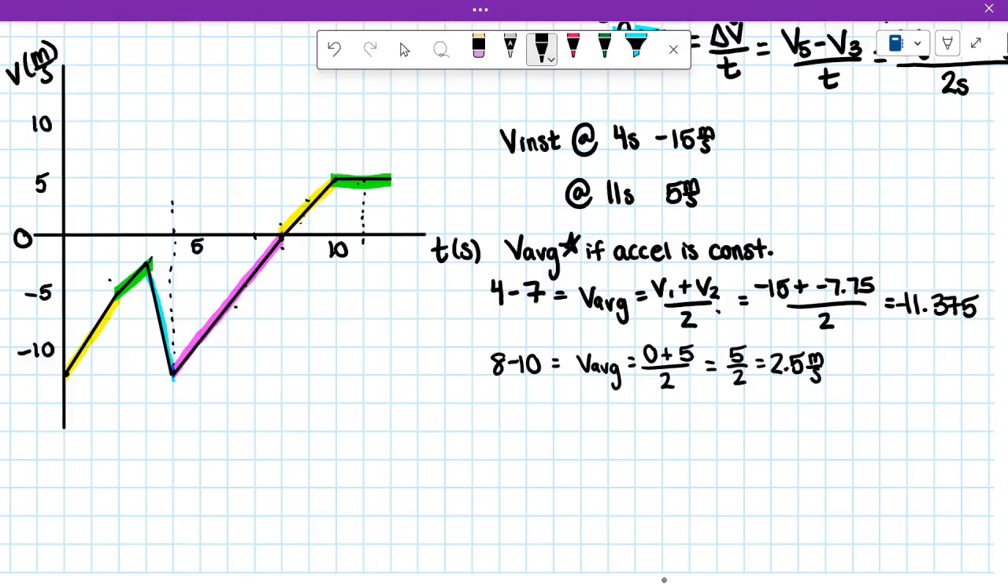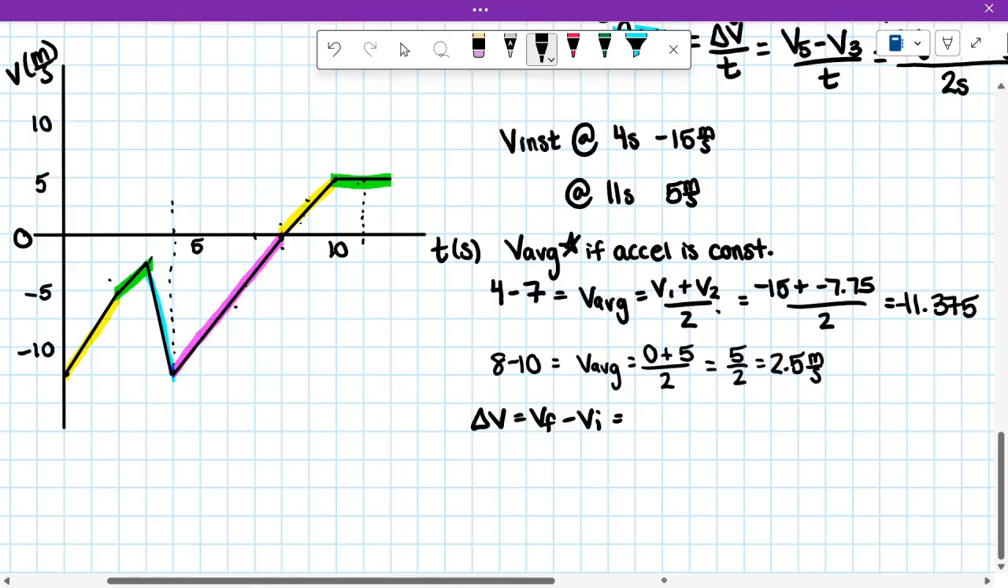All right, another thing I might need to find is a change in velocity, right? Which is v final minus v initial, right? So that's from any time frame. So let's say, oh, I don't know, 0 seconds to 10 seconds. So my final velocity at 10 seconds is a positive 5 meters per second. And I started at negative 15 meters per second. So my change in velocity is a positive 20 meters per second.